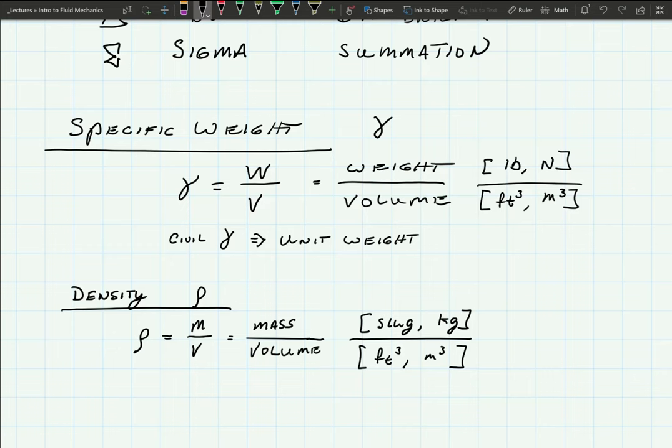Now, the better part is, just remember this, okay? Think about it in terms of what density is. It just wants to be the mass of the object. Mass is mass, no matter where you are in the universe, right?